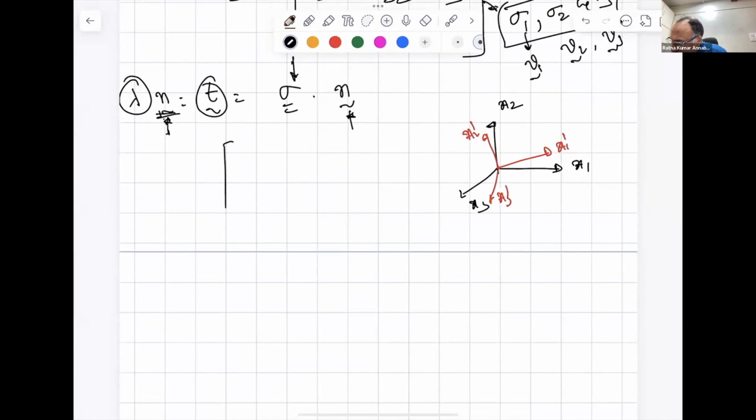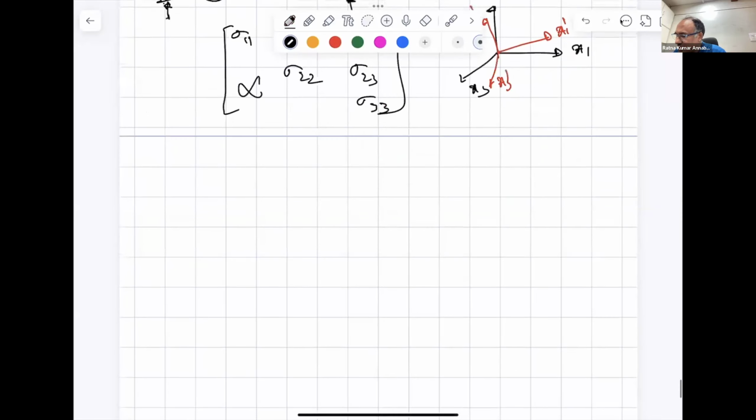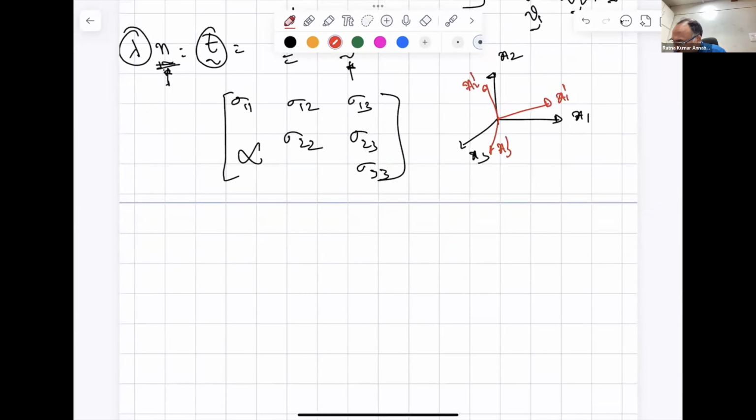Now let us say you have represented your sigma 11, sigma 12, sigma 13, sigma 22, sigma 23, sigma 33. I am not writing the rest because this is symmetric. Similarly, the same stress tensor with respect to the new frame of reference is sigma 11 dash, sigma 12 dash, sigma 13 dash, sigma 22 dash, sigma 23 dash, sigma 33 dash. It is the same state of stress, but written with respect to a different coordinate frame of reference.